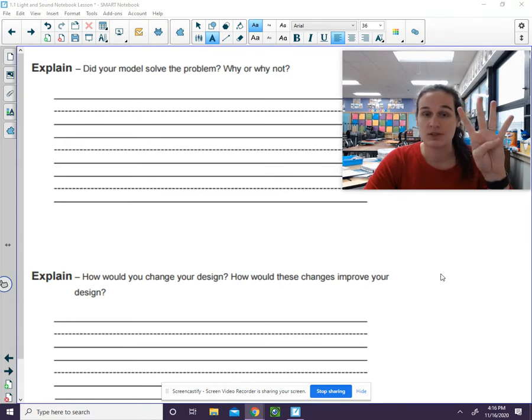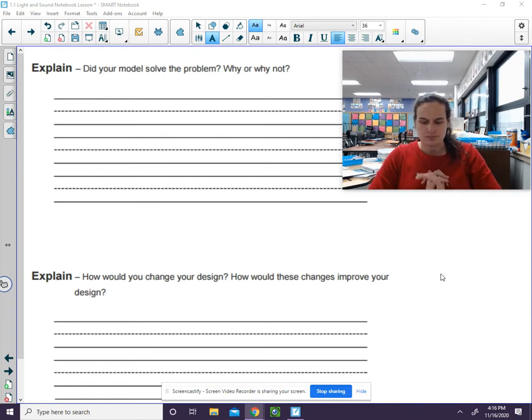Our fourth way was to evaluate. Evaluating meaning you tested out your device and you checked to see, could someone hear you from another room in your house? Now we're going to do the 5th step, which is to explain. So we're going to think about how we could improve your communication device design.